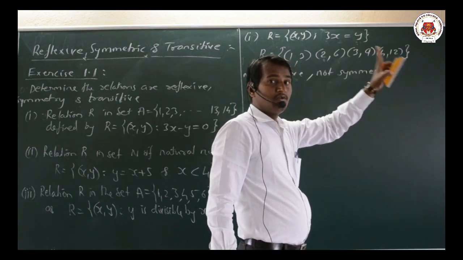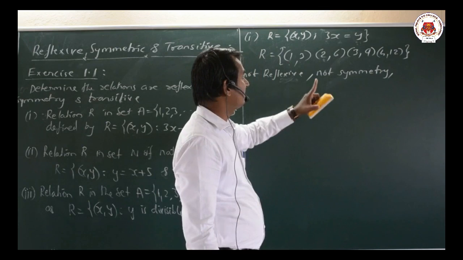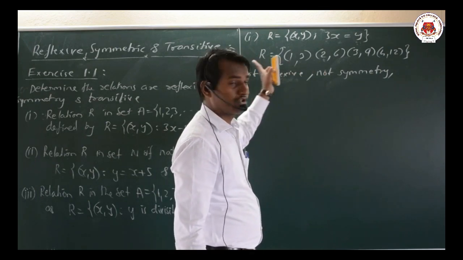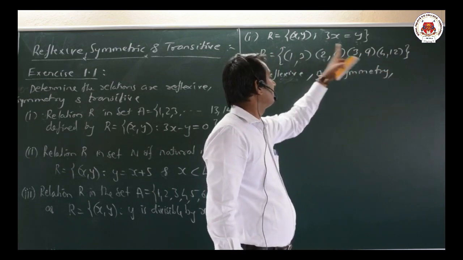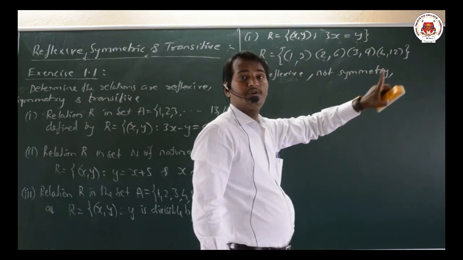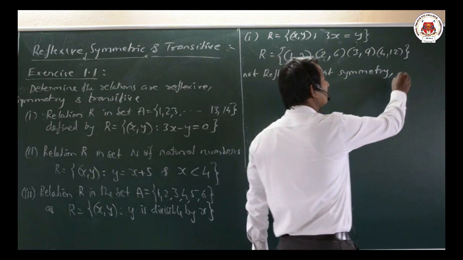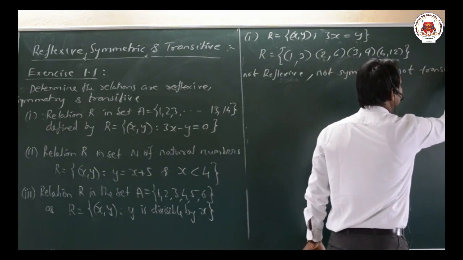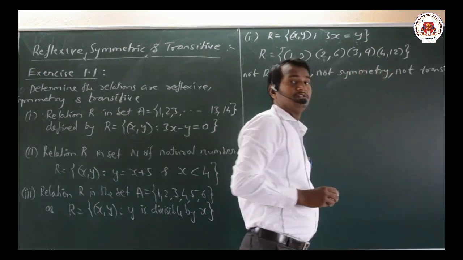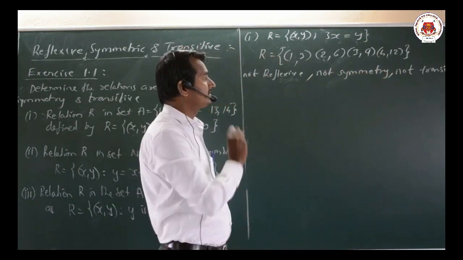But it is only one thing to say that it is not transitive, that is (1, 3) belongs to R, (3, 9) belongs to R. That means we should have (1, 9) belongs to R. We don't have any terms, therefore it is not at all transitive. Okay, dear friends, it is a very simple example.